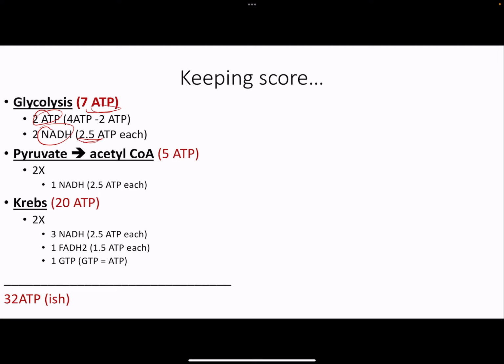Everything we're doing now is going to be twice. We get 2 pyruvate. And again, remember that this 2 here was a net. We put in 2 and we spent 4. We put in 2 and we got 4. Pyruvate now, we're making 2 NADHs because we're doing it 2 times, so that's going to be 5 ATP. And in the Krebs cycle, we're making 3 NADHs, 1 FADH2, and then 1 GTP, which is really just an ATP, but we're doing that 2 times as well because we have 2 acetyl-CoA, and that is going to be 20 ATP. Now, this will vary a little bit depending on the cell type and the shuttling mechanism, but it's about 32 ATP that you're getting.